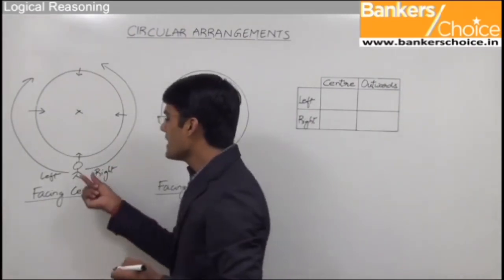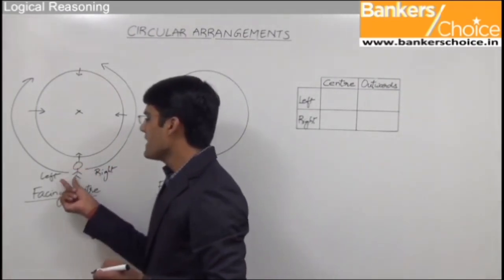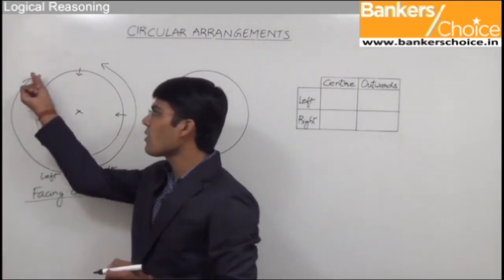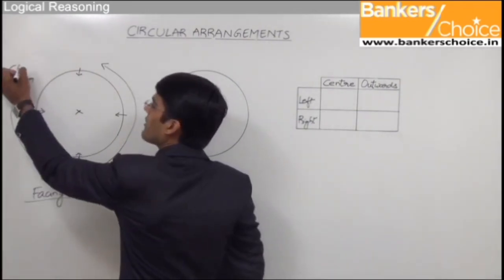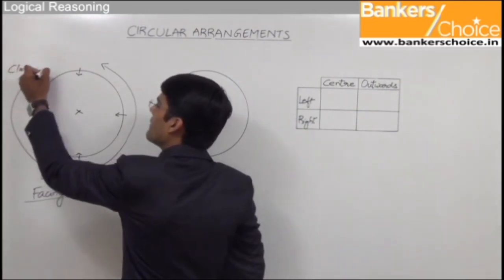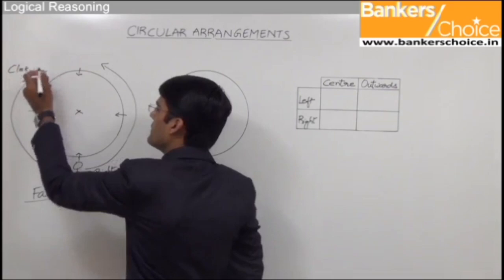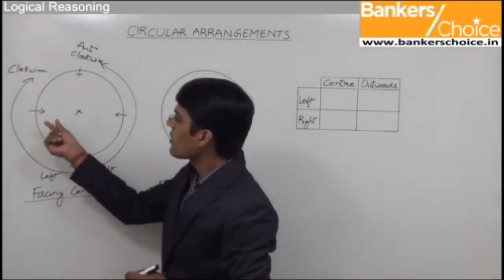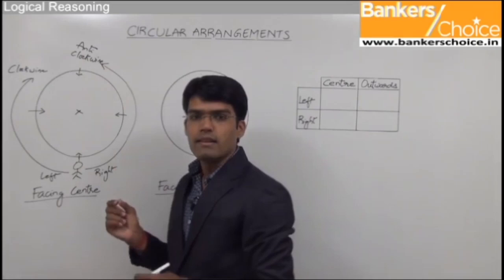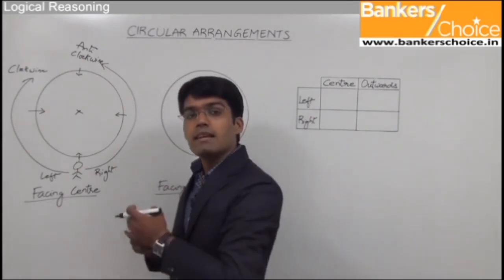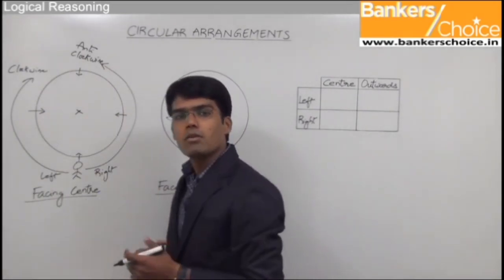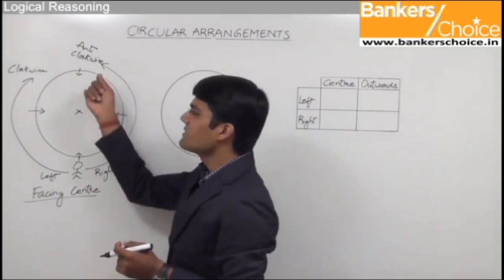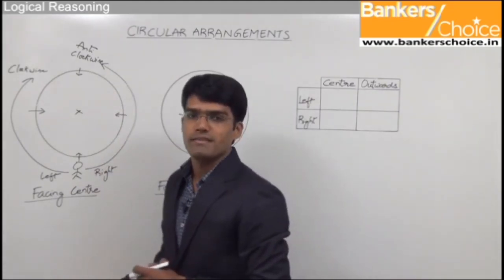So we can say that when we need to consider the left side of this person, we have to move in the clockwise direction. So this is the clockwise direction, and when we have to take the right side of the person, we need to move in the anti-clockwise direction. Not only for this position, but for all the positions around this circle, when the person is facing the center, the left of the person should be taken in the clockwise direction and the right of the person should be considered in the anti-clockwise direction.